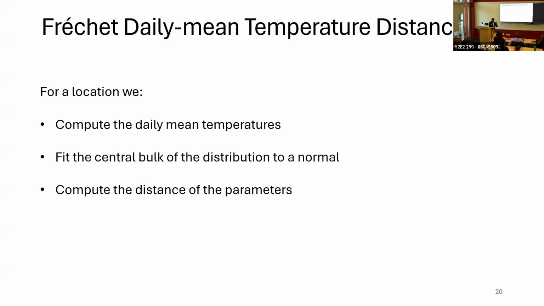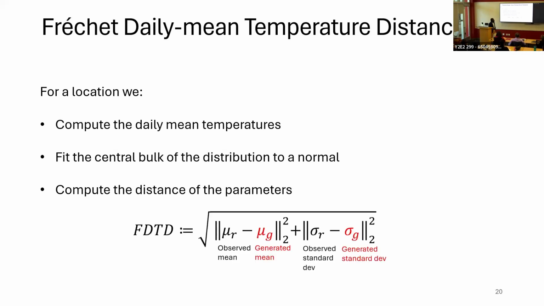And we assume that the bulk of the distribution of the temperatures follows a normal or a Gaussian. And then we can compute the distance of the parameters. So we capture the observed mean minus the generated mean, take the squared distance, and do the same thing for the generated and observed standard deviation. The good thing about this is that the metric actually admits the same units as temperatures, so your errors are in temperature values.